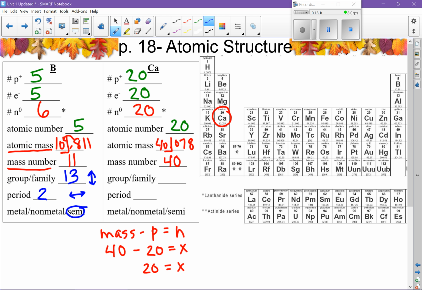Now we just have to figure out the group, family, period. Remember, group means column, up and down, or family. It's in the second one over, family 2. Period means row across, so 1, 2, 3, it's in the 4th period down. And for metals versus non-metals, I need to look at the zigzag. Remember, that's over here. Everything on this side is a metal, which makes calcium a metal. Alright, I want you to try the last 2 examples on your own, and then come back and compare with me.